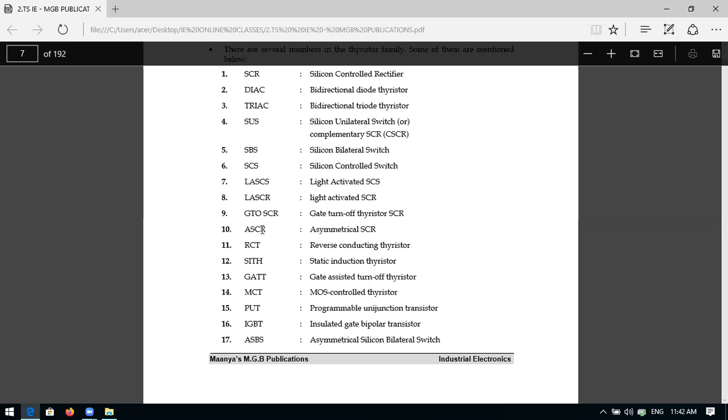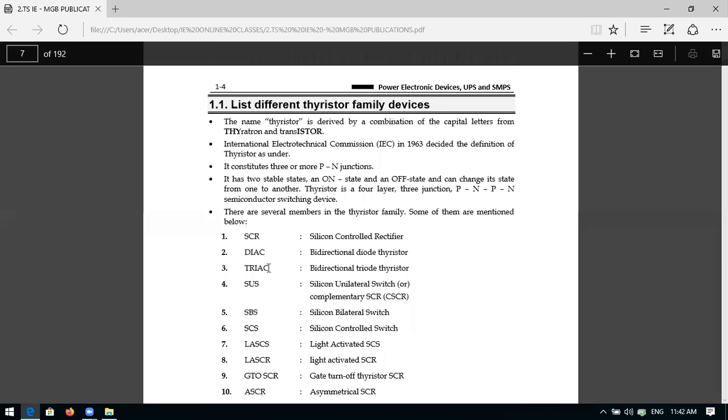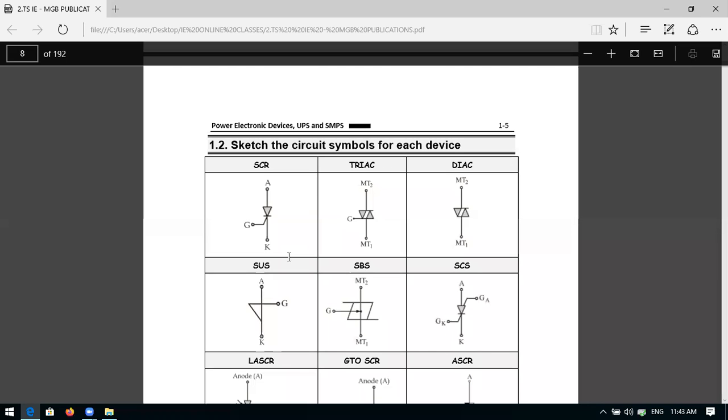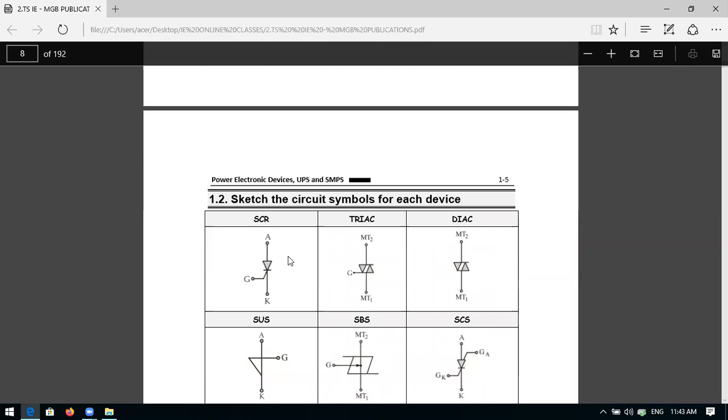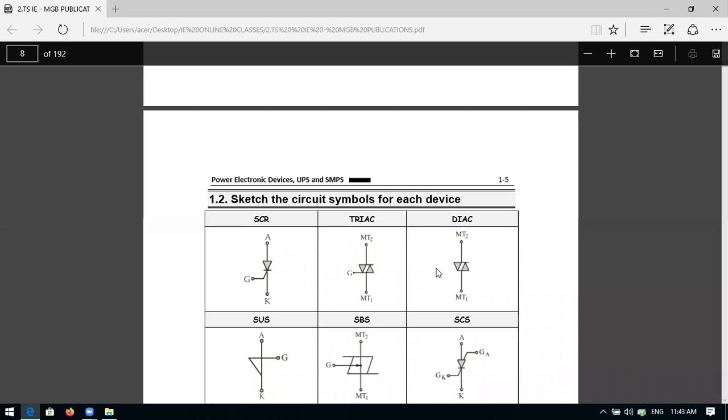Up to 10 devices are what we will majorly talk about. These others are also present, and much more as well, but you have to remember these device names as well as their symbols, the circuit symbols of each device. Try it in your running notes. While listening here, you have to write down these device names as well as the symbols. Very important. Sketch the symbols, they will ask in the question paper.